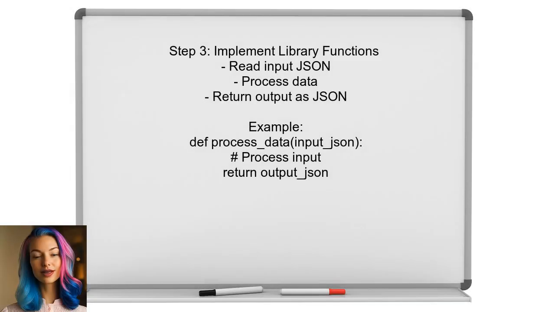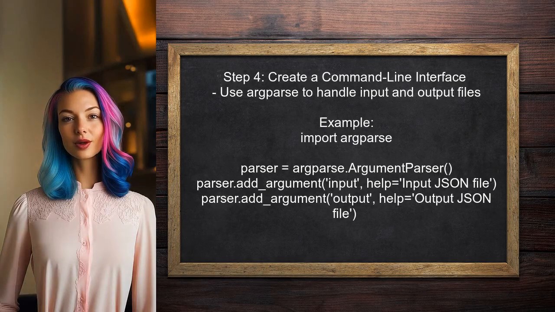After defining the structure, the user can implement the library functions in Python. These functions should read the input JSON, process the data, and return the output in JSON format. To facilitate interaction with other languages, the user can create a simple command line interface. This interface will allow users to pass JSON files as input and receive JSON files as output.